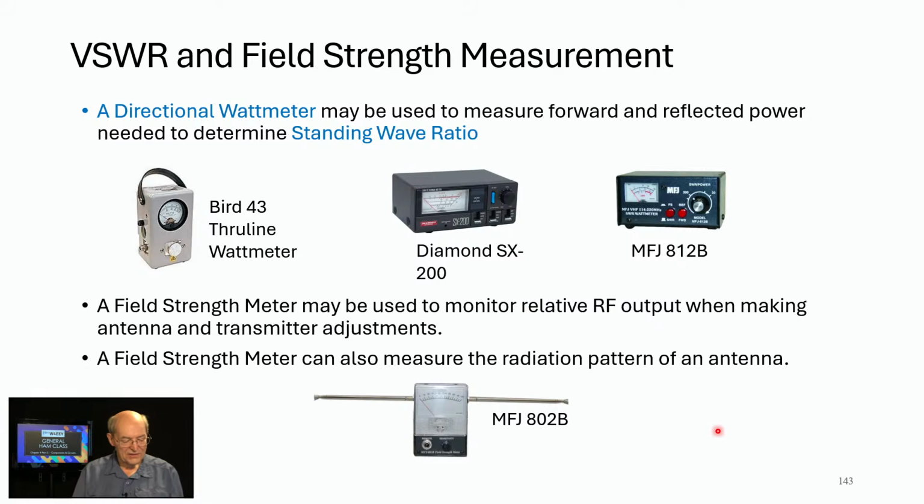Field strength meter. This is an MFJ model. It's got two little antennas on it. And when you transmit, you can kind of see if there's anything that it's picking up. That's the idea of a field strength meter.